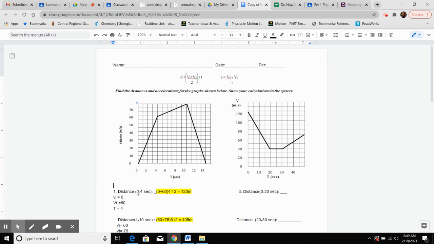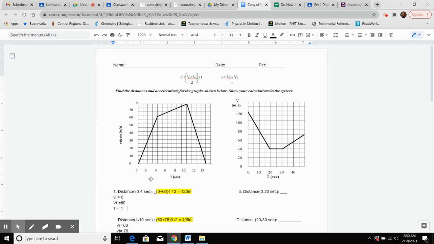And how long were you moving for? Well, 0 to 4 seconds, guys, is 4 seconds. So the distance equation is add the two velocities together, multiply by the time, and then divide by 2. So the first one, you should get a distance of 120 meters. Now you need to pay attention because on the y-axis for this graph on the left, you're increasing by 5s, which comes into play in the next problem.